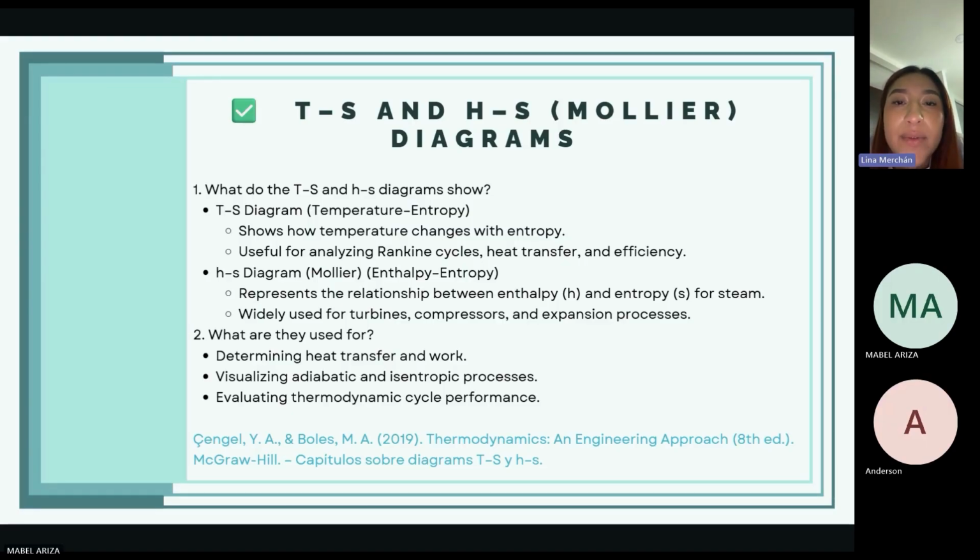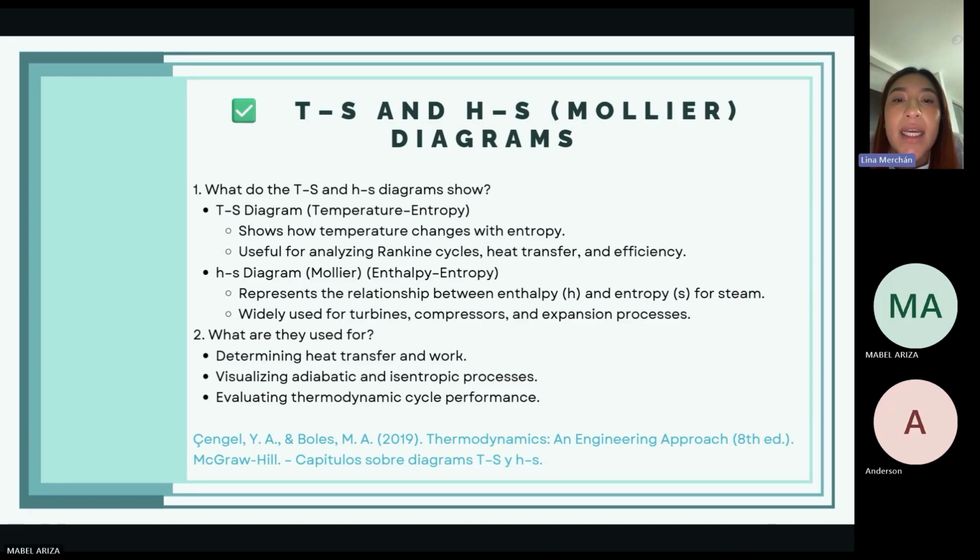Number one, what do these diagrams show? The T-S diagram shows temperature versus entropy, analyzing the heat transfer and the process. The Mollier diagram represents relative enthalpy and entropy for steam. We use it for comparison and the expansion process.